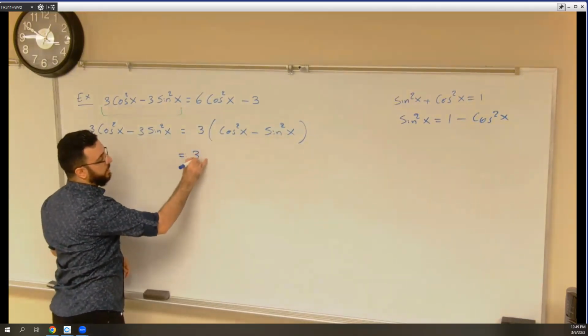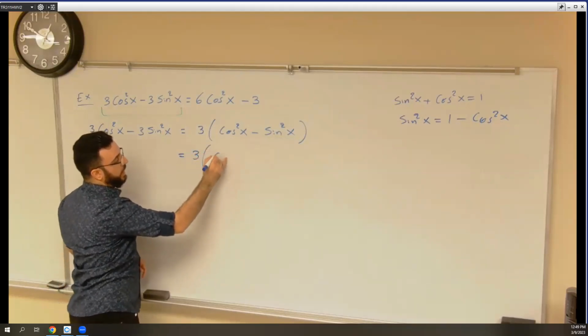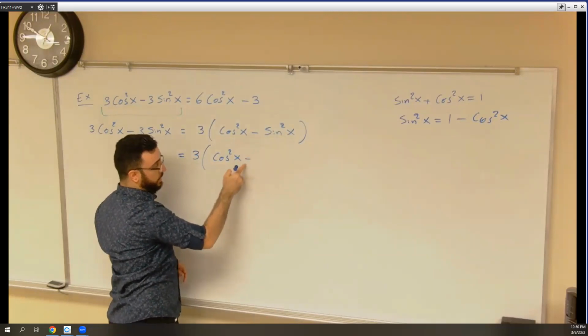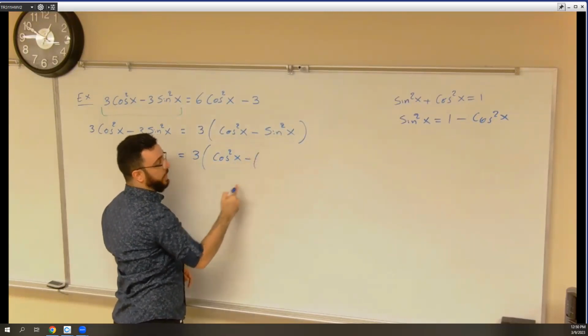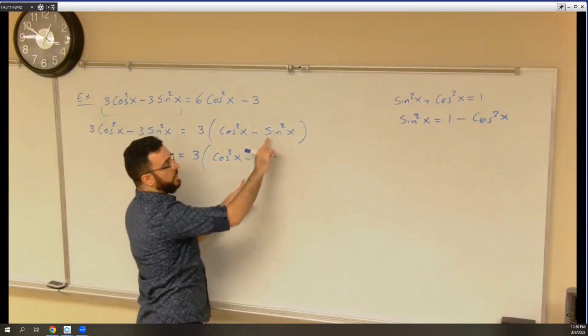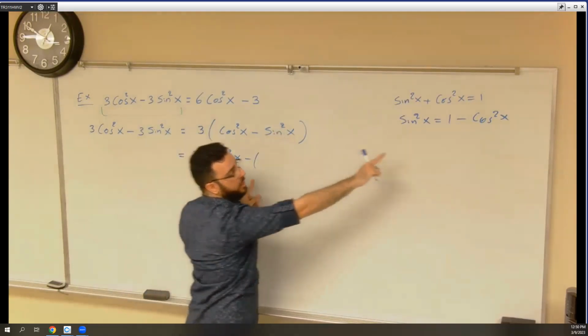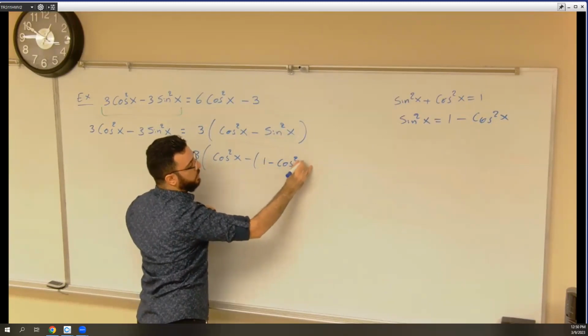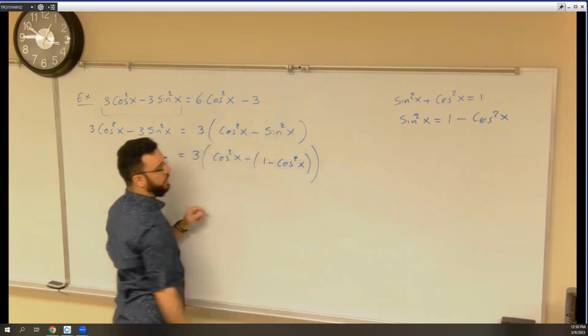That means here's 3. Here's the cosine square x. Here's the minus. Don't forget there's a minus. I'm going to open another parenthesis. And instead of sine square x, I'm going to put 1 minus cosine square x. Close the parentheses. And here is the second one.